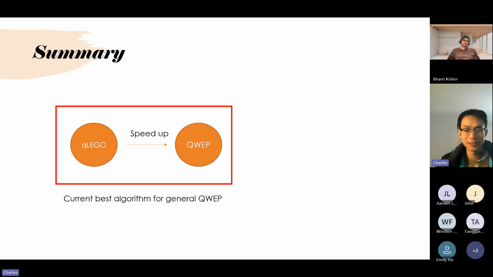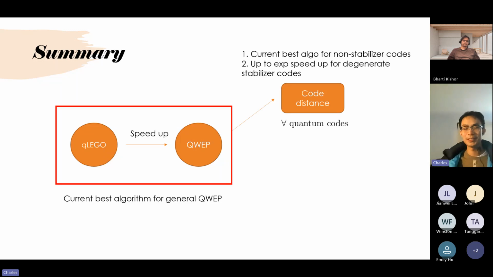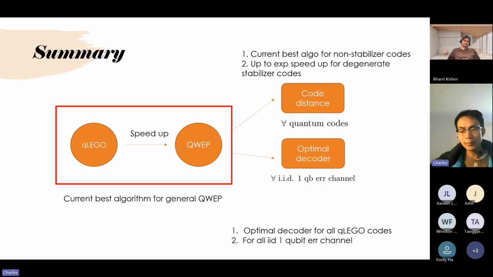Once you have the weight enumerator, you can do all sorts of nice things with it, as we explained earlier in the talk. For instance, for all quantum codes, you now have a way to compute their code distances. This is especially useful if you want to study non-stabilizer codes, but even for degenerate stabilizer codes, there's a lot of potential for speedup compared to a classical approach.